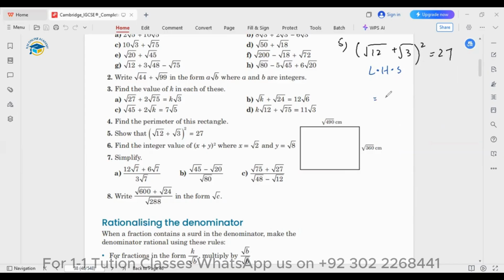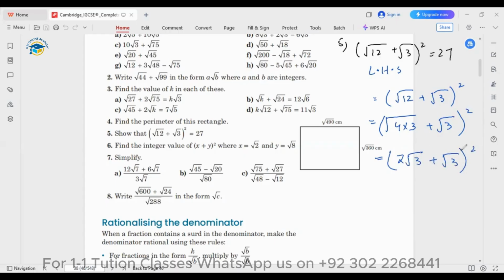For the left-hand side, we have been given (√12 + √3)². So √12 I can make as √(4 times 3), and √3 similarly, taking the square. Now this 4 is the square of 2, and inside you can write √3 as it is. Now both are similar, so we can add them: this is 2√3 and this is 1√3.